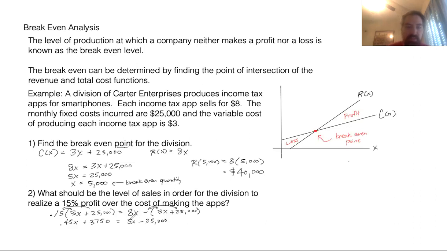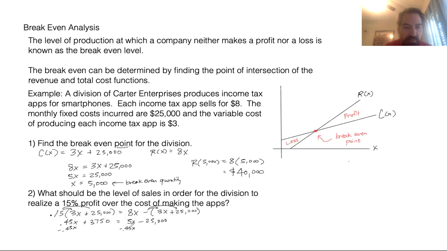And I'll mention that 5x minus 25,000 is the profit function. And so now we're solving for x. I'm going to solve for x by subtracting the 0.45x from both sides. Yes, I could have subtracted 5x from both sides also. It doesn't matter which side the x is on. I'm subtracting the 0.45x from both sides just because I like to keep the x term positive. So I'm keeping the x on the right-hand side, so that way it's positive.